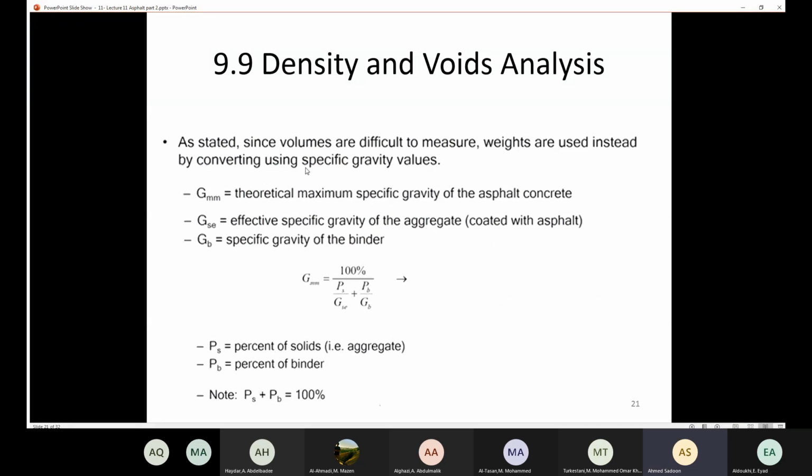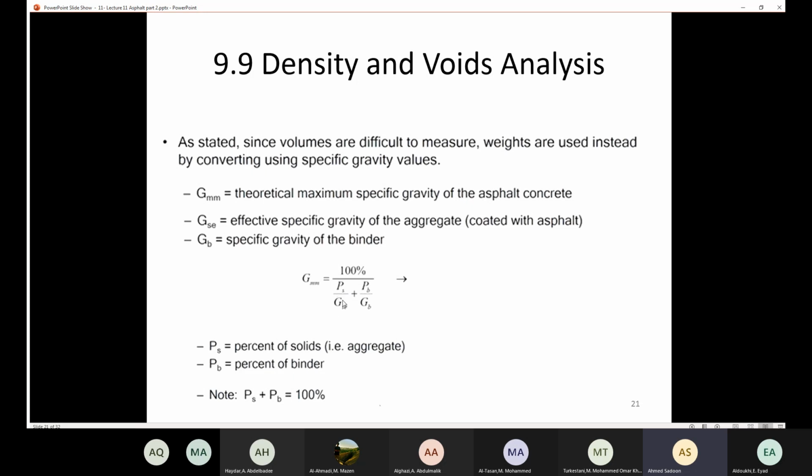So as stated before, since volumes are difficult to measure, weights are used instead. So we are going to use the weights, and that could be done by converting using the specific gravity values. We have different types of specific gravities. We have GMM. This one is the theoretical maximum specific gravity of the asphalt, and this one could be determined with this value. So GMM is going to be the percentage of the solid, which means the percentage of the aggregate over GSE.